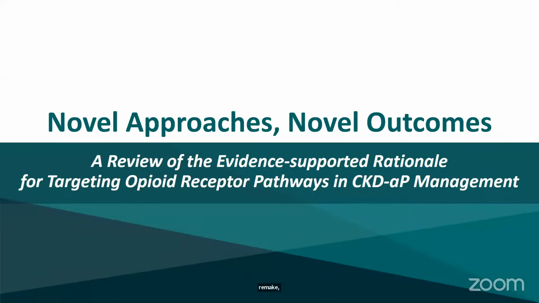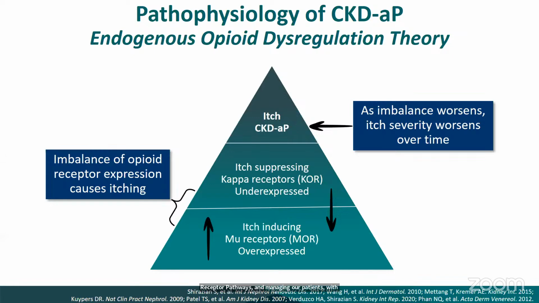So how do we approach itching? How do we approach pruritus in our patient population? This is just going to be a review of some evidence supporting the rationale for targeting what I talked about before, these opioid receptor pathways, in managing our patients with CKD pruritus. So if we look at the endogenous opioid dysregulation theory, we have the itch, right? As this imbalance worsens and the itching becomes more severe over time, what we see is this imbalance of these opioid receptor expression causing itching.